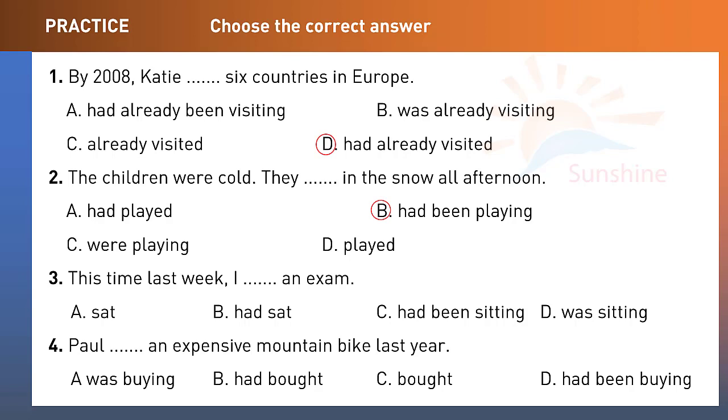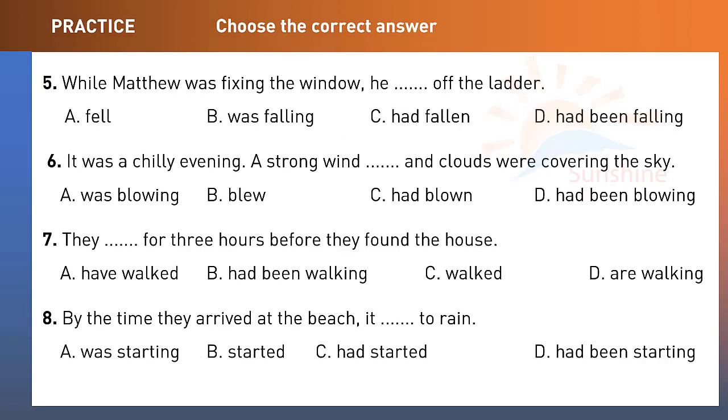Number 3. This time last week, I was sitting an exam. This is past continuous. Number 4. Paul bought an expensive mountain bike last year. This is past simple. Number 5. While Matthew was fixing the window, he fell off the ladder. Here we use past simple. We use past continuous to talk about the action that was interrupted by falling off the ladder.